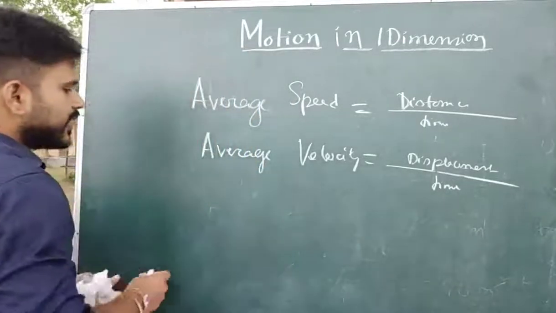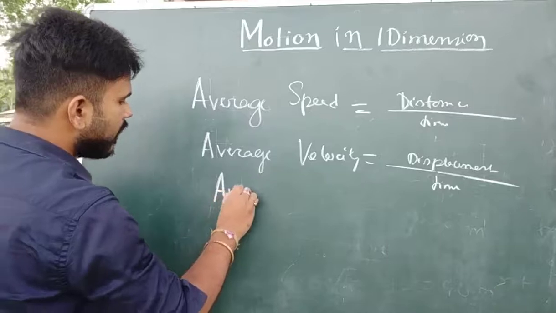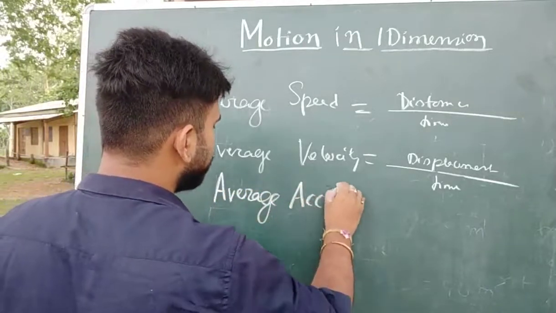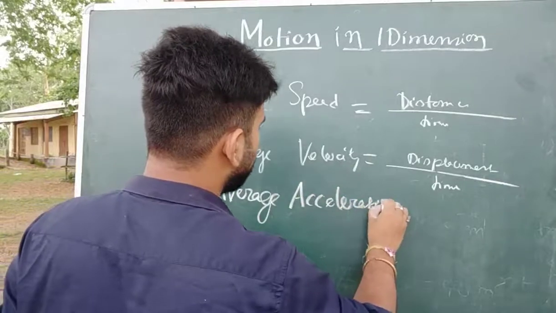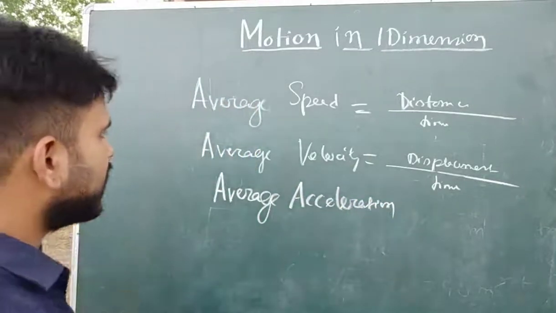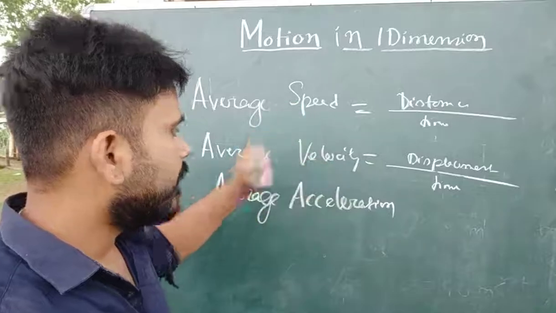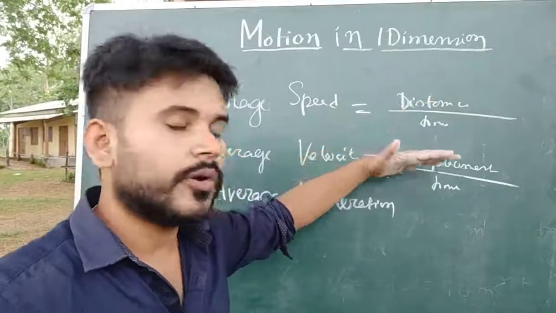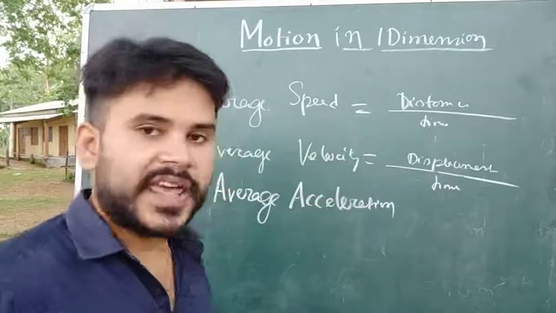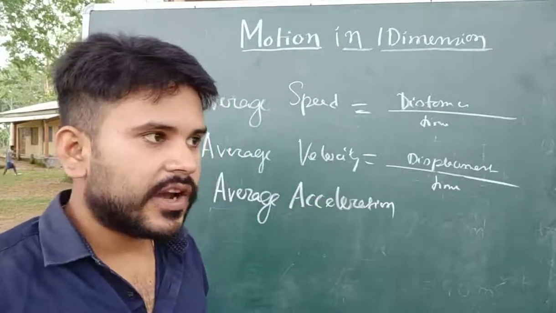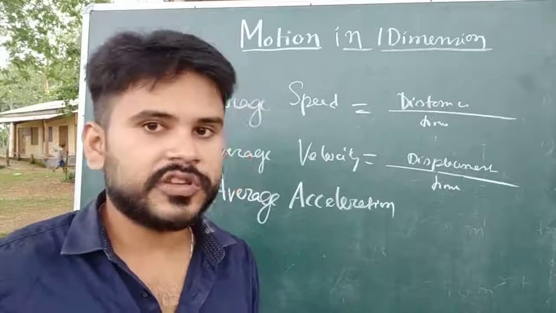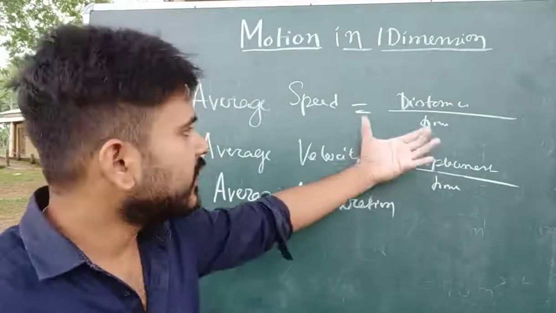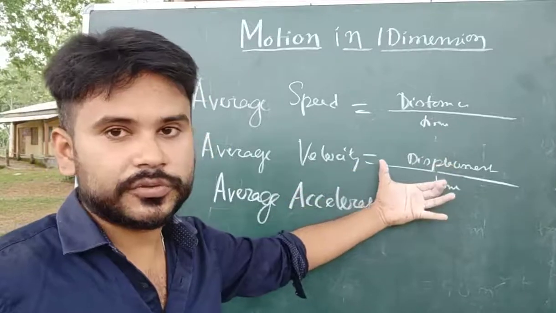So the next physical quantity is average acceleration. So what is average acceleration? As you can see, average speed or velocity is the rate of change of distance or displacement over time. So what will be the acceleration? Acceleration is the rate of change of velocity over time. In this case, velocity changes with respect to time; in the earlier case, distance changes with respect to time.